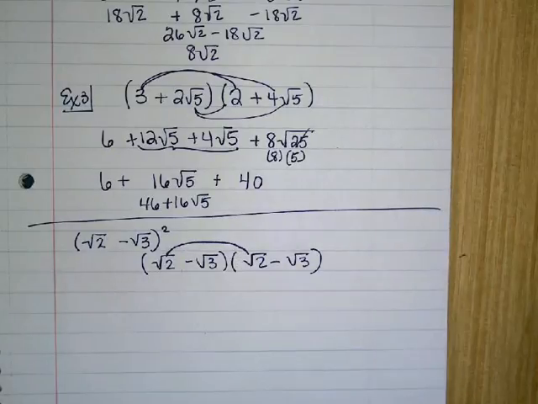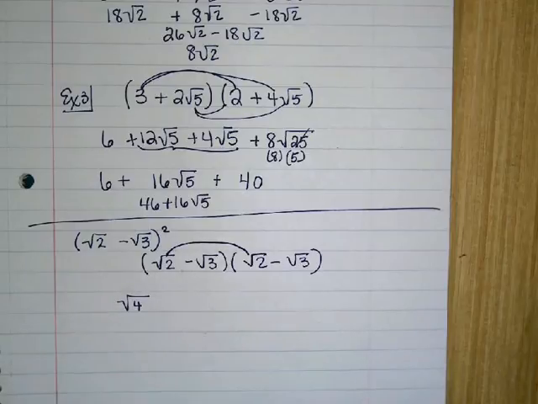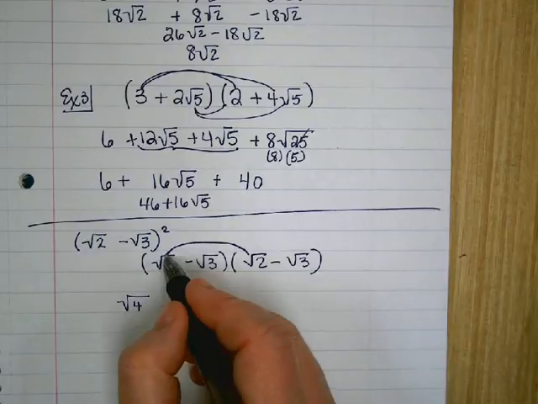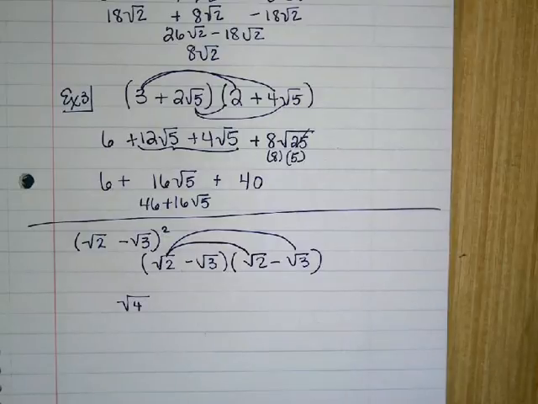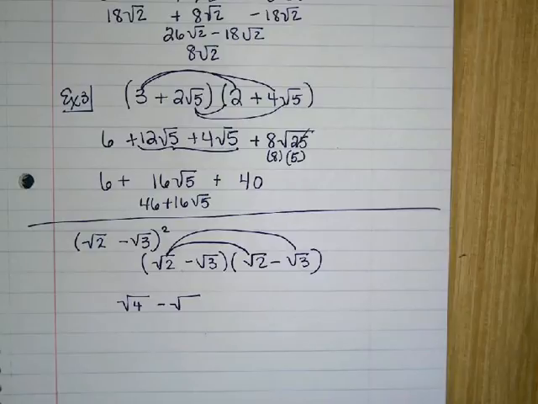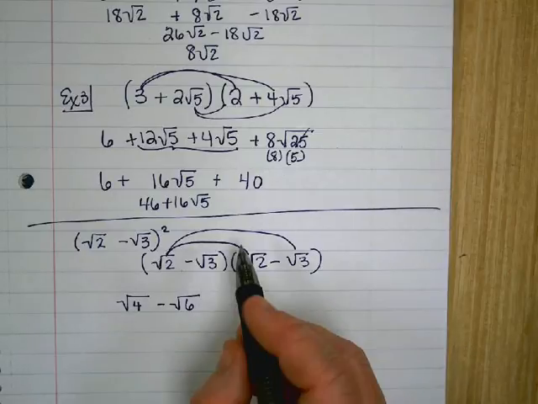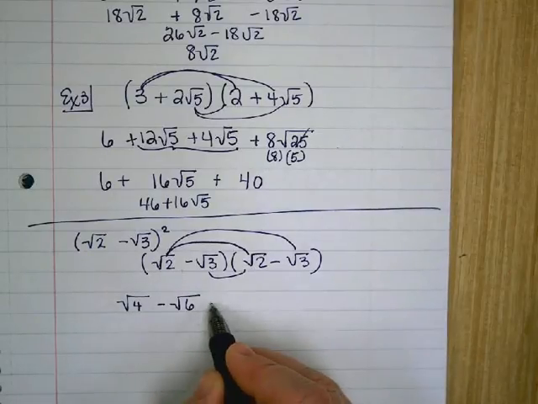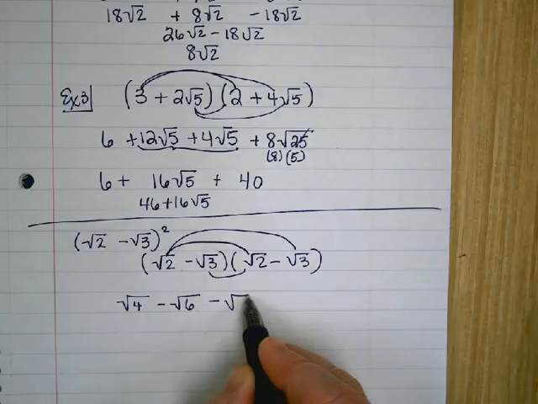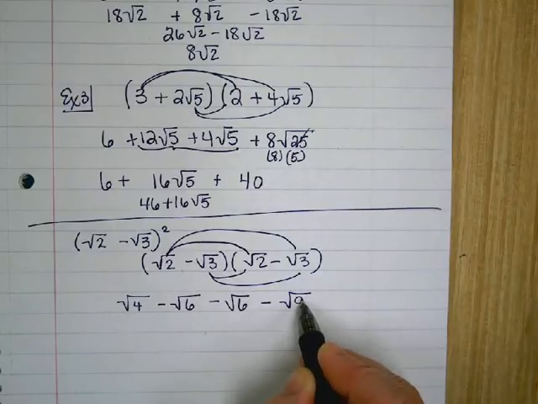Square root of 2 times the square root of 2. What's that going to give me, y'all? Square root of 4. Square root of 2 times the negative square root of 3. What happens when you multiply 2 times 3? You get 6. Outside, first times first, outside. I did outside times outside. Inside times inside. It's minus square root of 6. And then last times last. Plus the square root of 9. Okay.